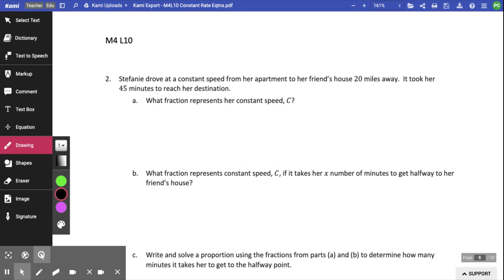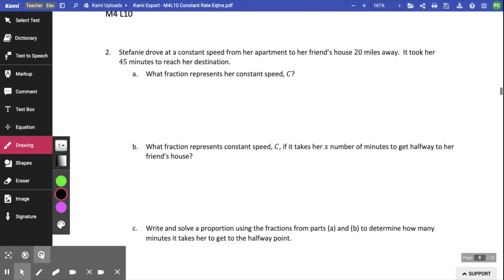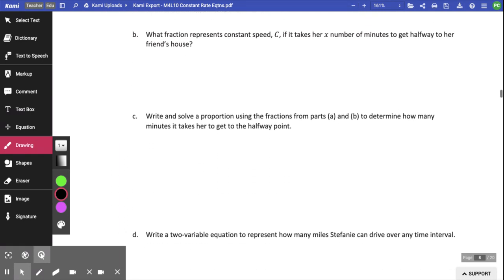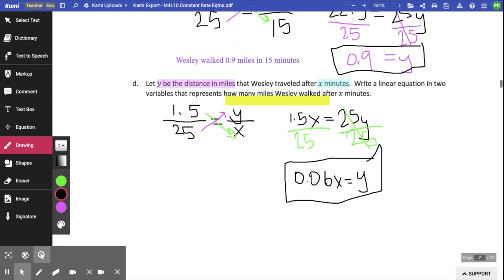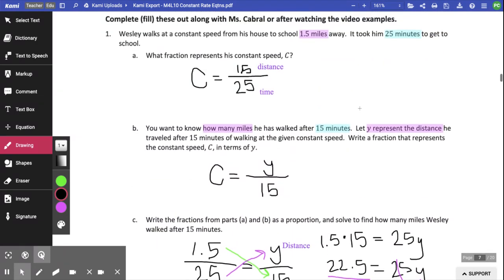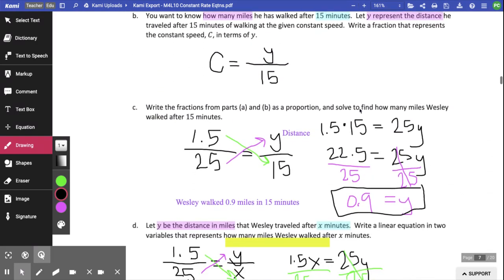Alrighty, ladies and gentlemen, this is number 2, classwork number 2 from Module 4, Lesson 10, Constant Rate Equations. This is the second example for classwork, again going through parts A, B, C, and D, which happen to be pretty much the exact same kinds of questions as number 1.